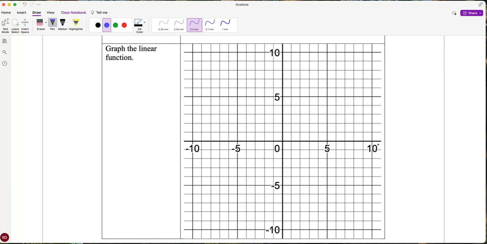And that's trivial to graph. Go to 1, then the slope is 2.